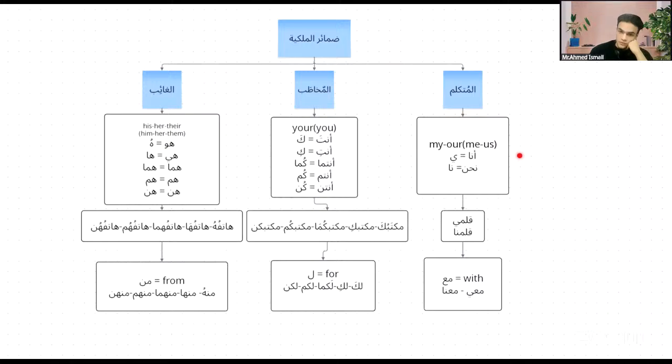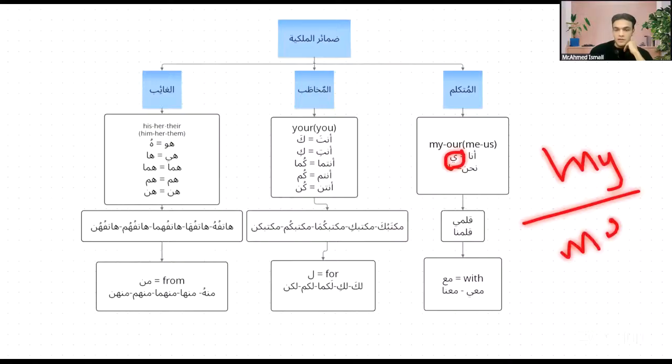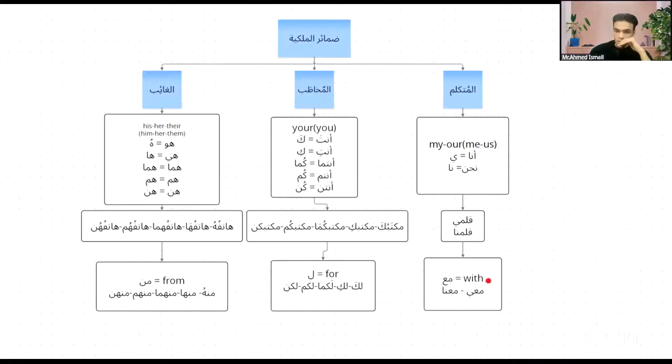Here in this photo we have ya in the end, which means my. We already know that. But also ya in the end means me. So if I want to say my pen, I will say قلمي. And if I want to say with me, I will say معي. مع means with, by the way. So معي is with me.